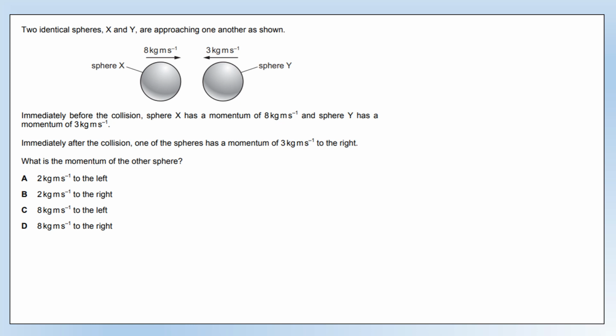Okay, so two identical spheres, X and Y, are approaching one another, and we've got their momenta given to us. Immediately after the collision, one of the spheres has momentum of 3 kilogram meters per second to the right. What is the momentum of the other sphere? The momentum before is 8 minus 3, which is 5 kilogram meters per second. Immediately after the collision it's 3 to the right, so plus 3 plus blank equals 5. Therefore the blank has to be 2 kilogram meters per second, to the right, so that's option B.